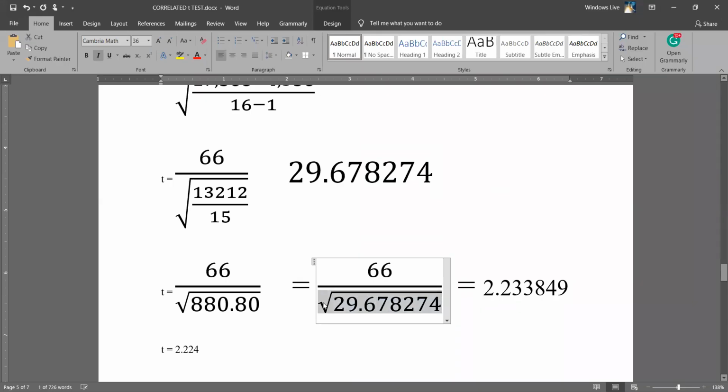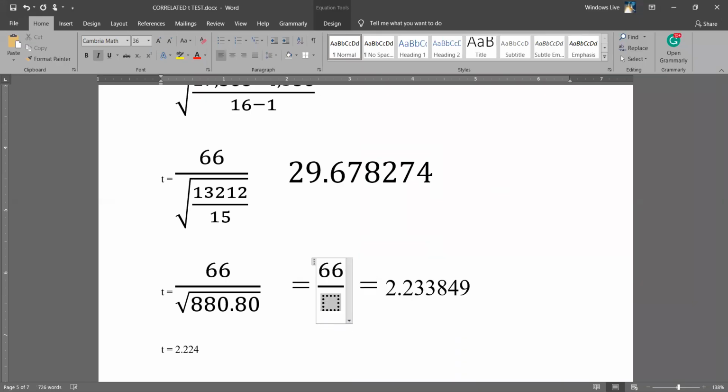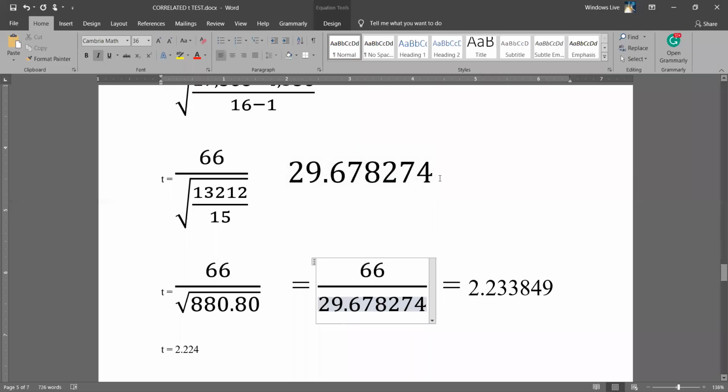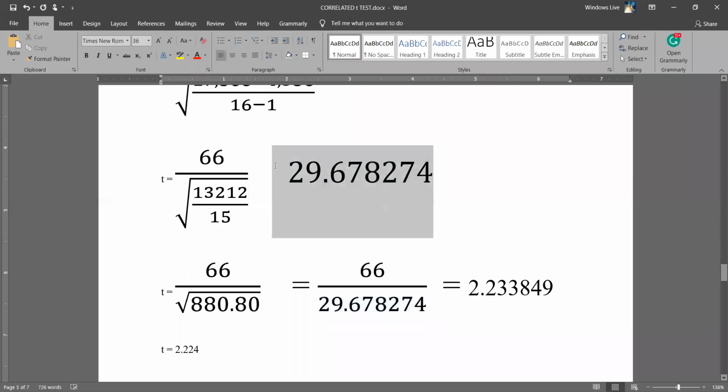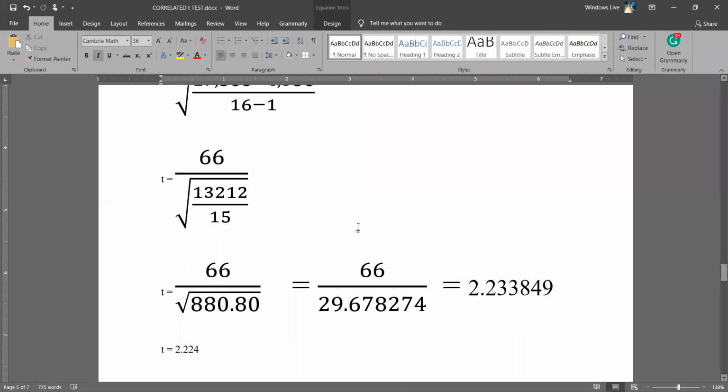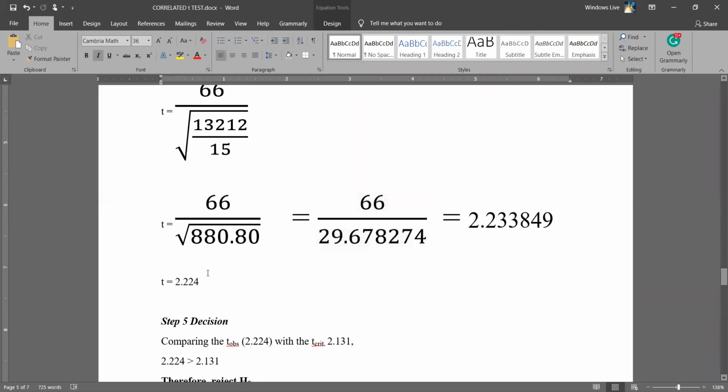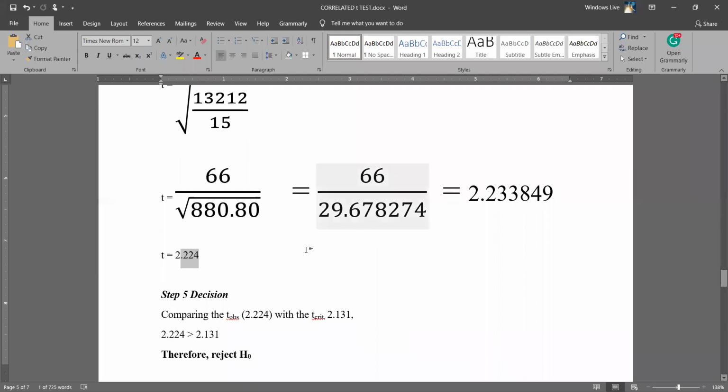So please, any question? Any question? No, sir. Okay, so that'll be the final value. You convert it into 3 decimal places, and that'll be your final value. T observed is 2.224.